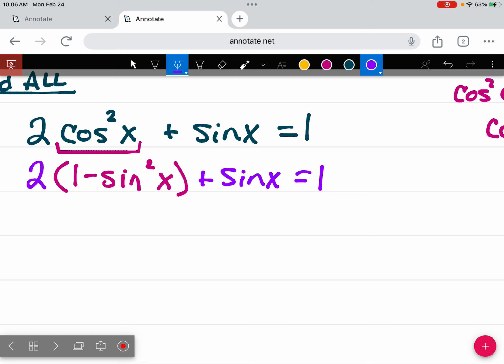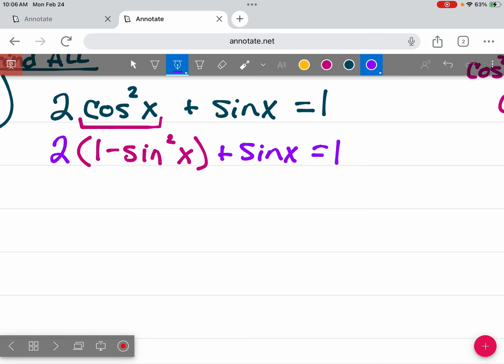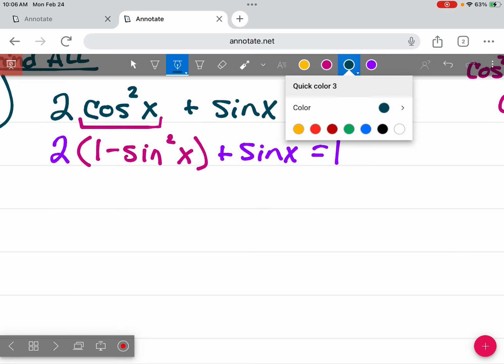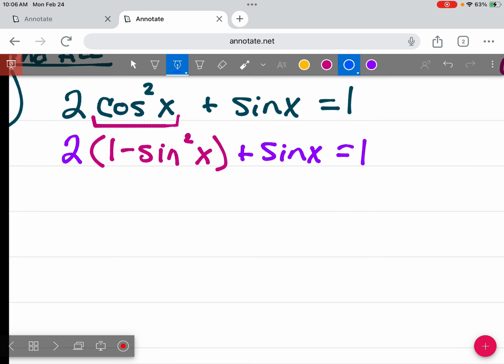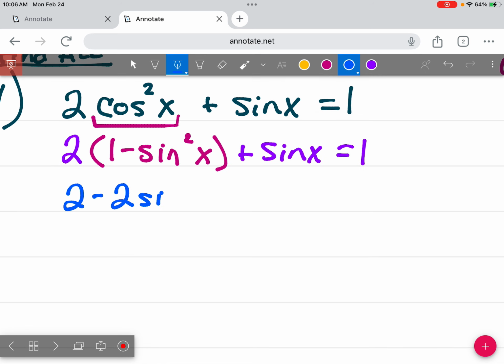This is not necessarily the only way through this, but honestly, I think this is the most efficient way through it. Yep, we're going to multiply that out. So let's do that. Let me grab a different blue. So we're going to have our 2 minus 2 sine squared x plus sine of x equals 1.